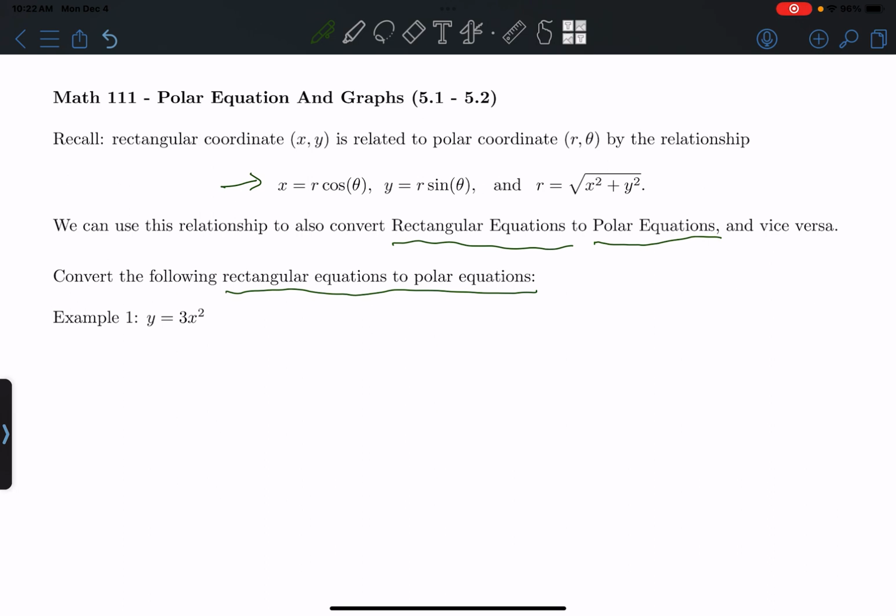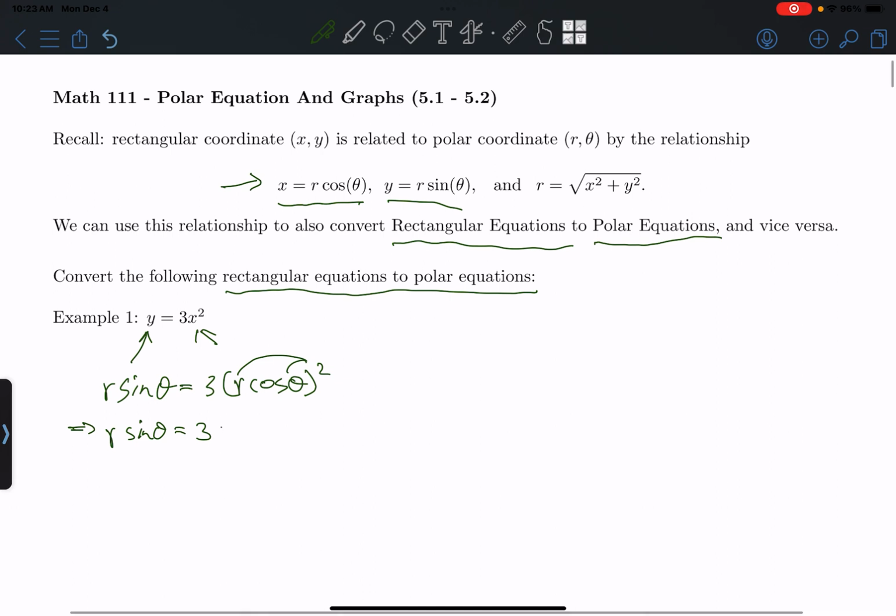Take a look at our first example, y equals 3x squared. We're just simply going to use the relationship of x and y to substitute out the y and x in this equation. So y here is equal to r sine theta, and then x here is equal to r cosine theta. So you have r sine theta equals 3r cosine theta squared. Here we get to distribute the exponent, r squared cosine squared theta.